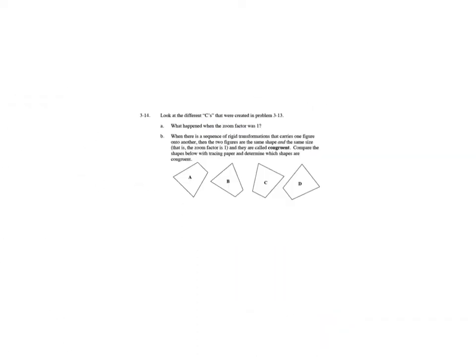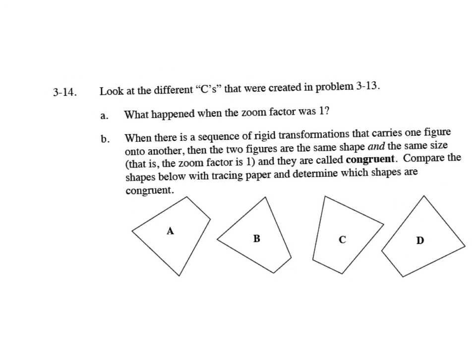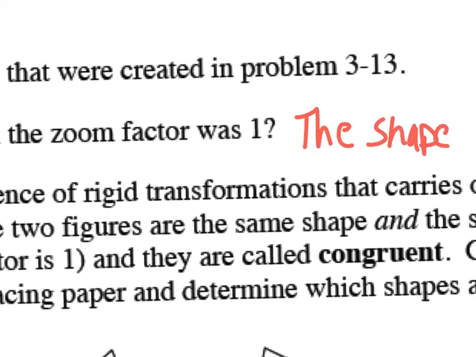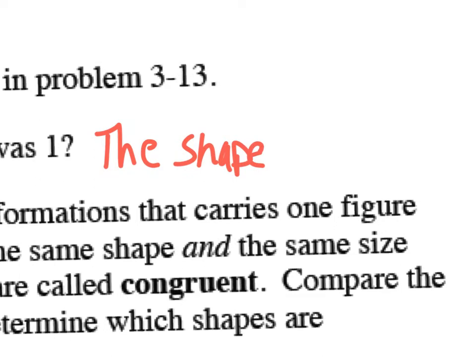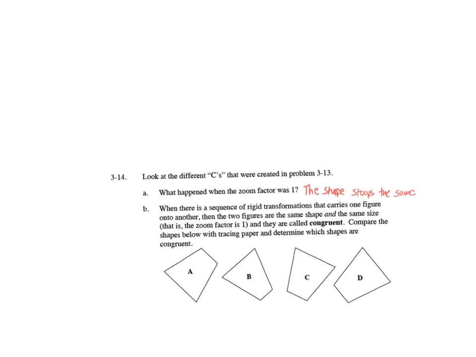But this problem right here, problem 3-14, is something to note. It says, what happened when the zoom factor was 1? One thing to take note of is that when the zoom factor is 1, the shape stays the same. This is something worth taking down right now: the shape stays the same whenever you are multiplying by a zoom factor of 1. In essence, that means you're multiplying each individual side length by 1, thus you're not changing the value of anything.